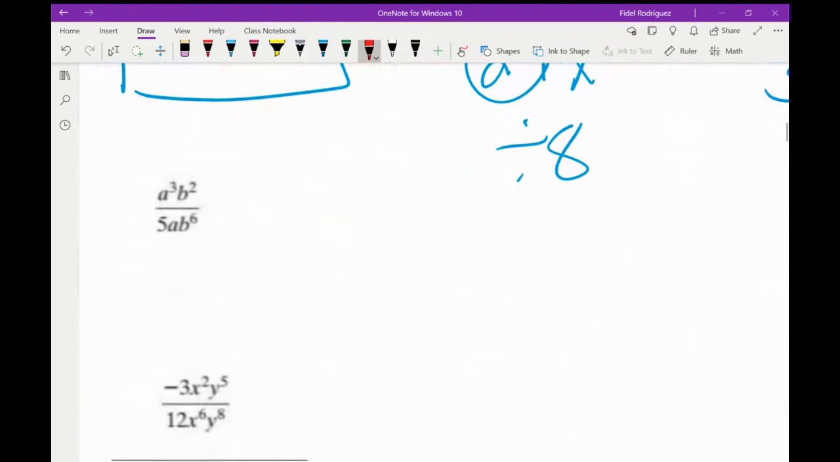Okay, let me keep going here. I'm going to do the same thing with this one, and we're going to keep playing that game where we look at our powers. First off, with the number 5, there's nothing I can do with that 5. There's nothing for me to reduce with it, so I'll just leave it where it is. Then let's start with the a's. Where do I have more a's, on the top or on the bottom? We have more on the top. We have 3 on the top, and even though I don't see it, we really have 1 on the bottom. So 3 minus 1 is 2, so there's 2 a's on the top.